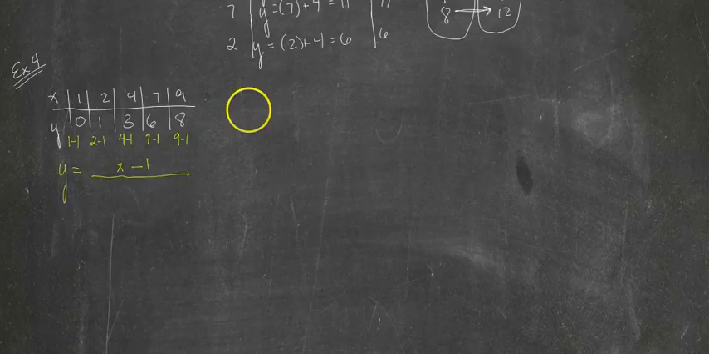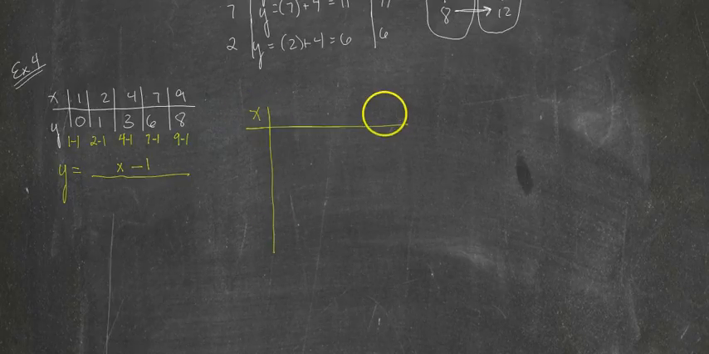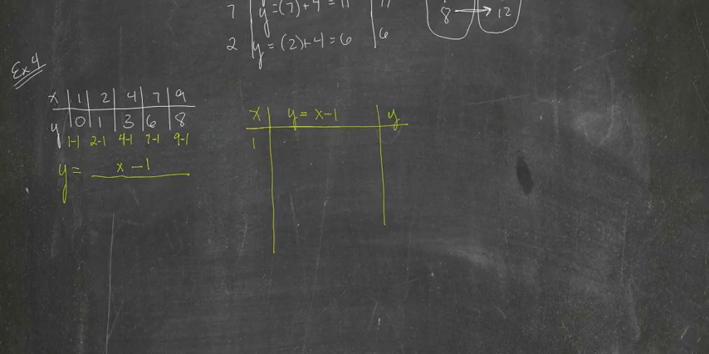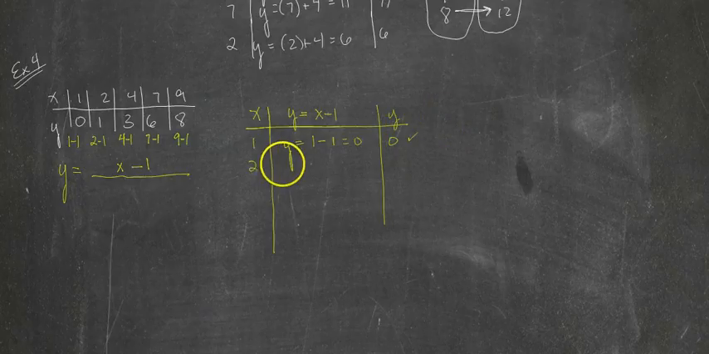Let's check it out. Let's just work in reverse and see. So I've got x. I think the equation is y equals x minus 1. So I'm going to put in 1 for x. So y equals 1 minus 1, which equals 0. Oh, that one worked. I'm going to put in a 2 for x. y equals 2 minus 1, which equals 1.